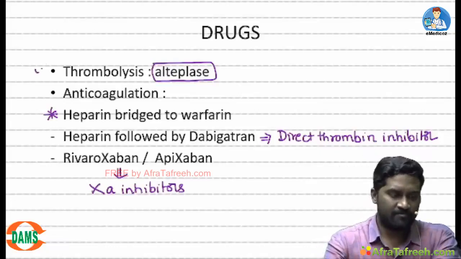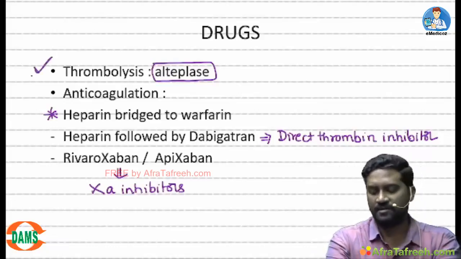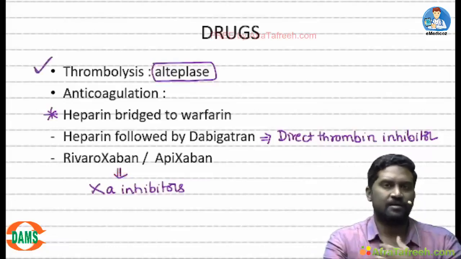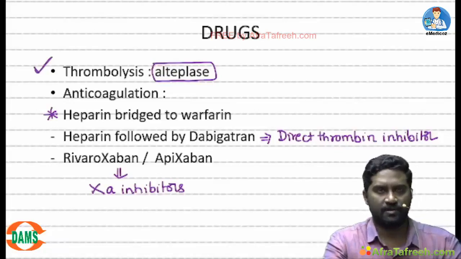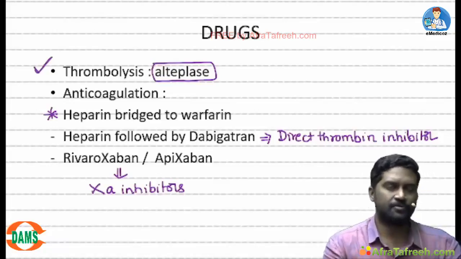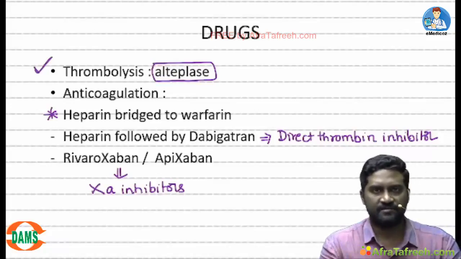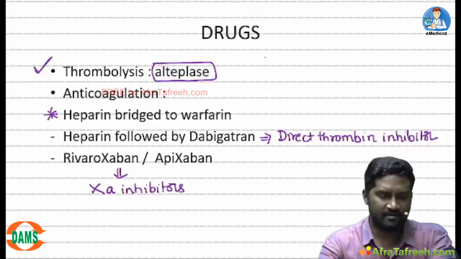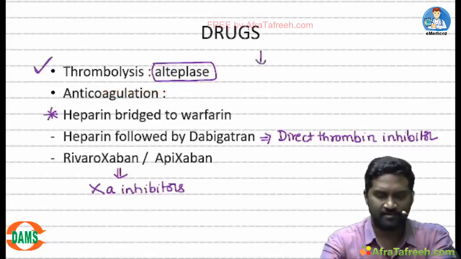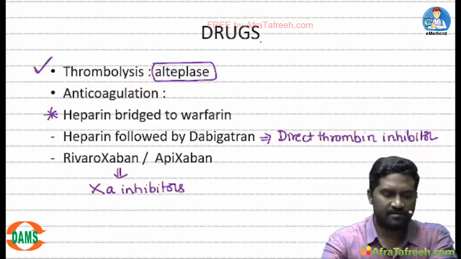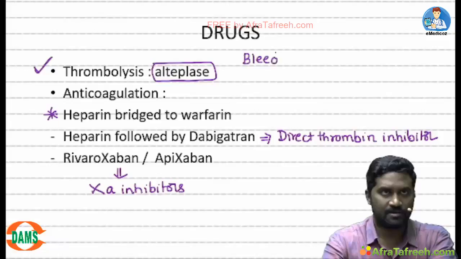Now the problem with thrombolysis, because we are giving it through an IV route, it will not only go into the pulmonary circulation, it can go throughout the body. Suppose the patient is having some bleeding tendencies, some GI ulcer, this can aggravate the bleeding, resulting in bleeding complications. So the main disadvantage with thrombolysis will be bleeding complications.